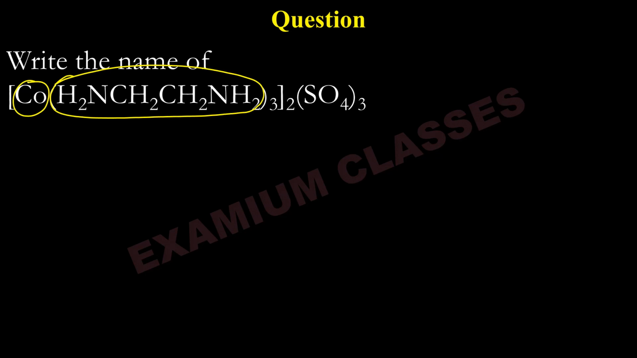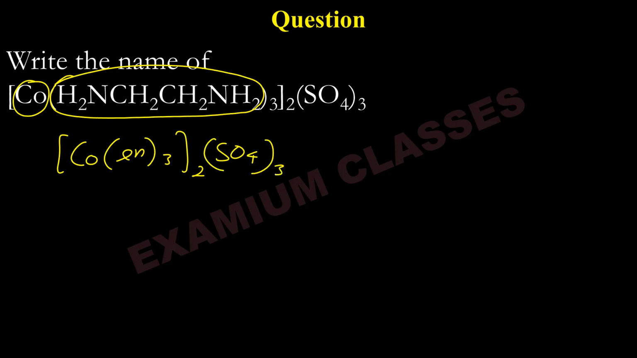Avoid en in your IUPAC naming. Avoid writing en, but you can. Okay. En is written normally in the formula. So for example, here I could have written it as en whole thrice, SO4 whole thrice. Or in the structure also. Okay, 3D structure.